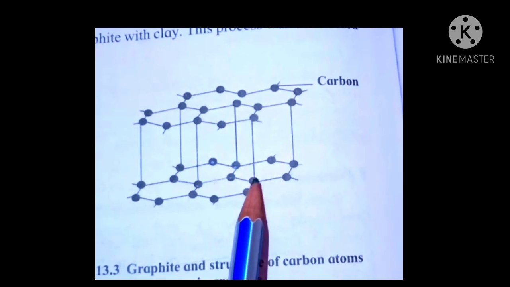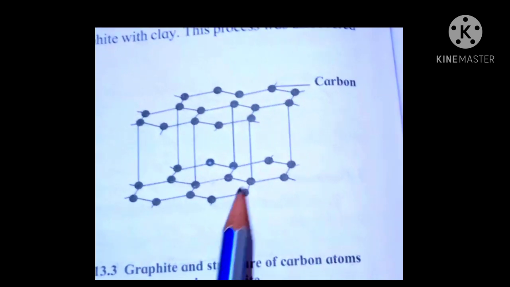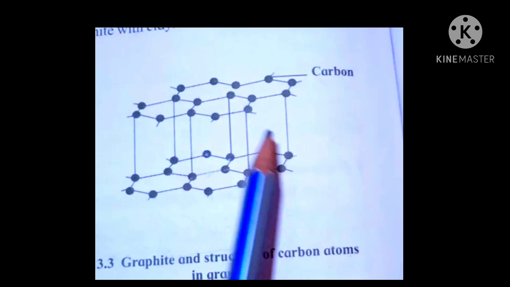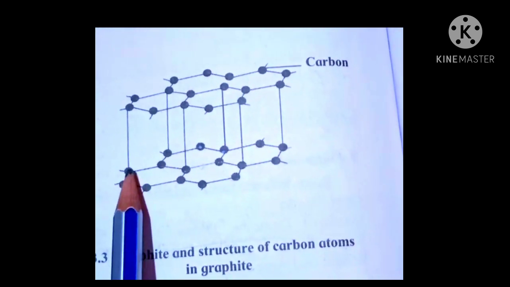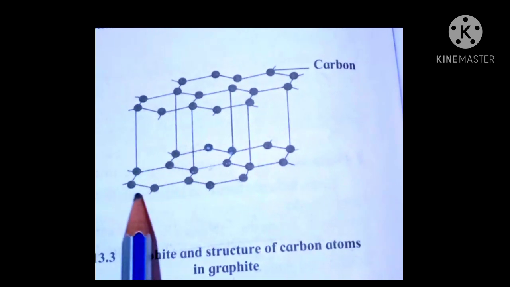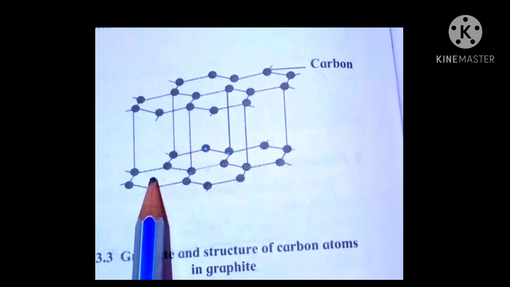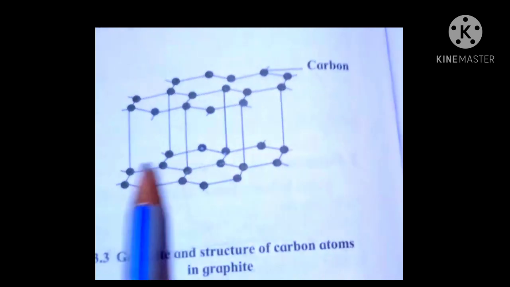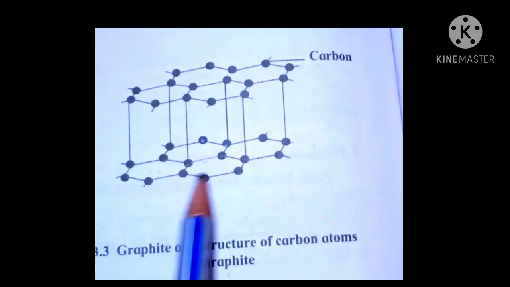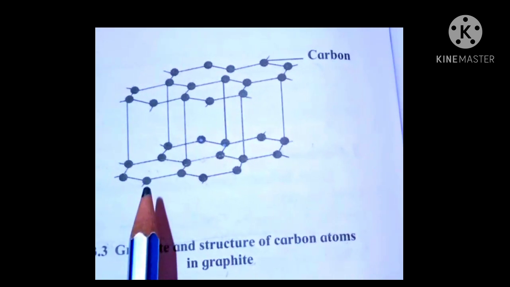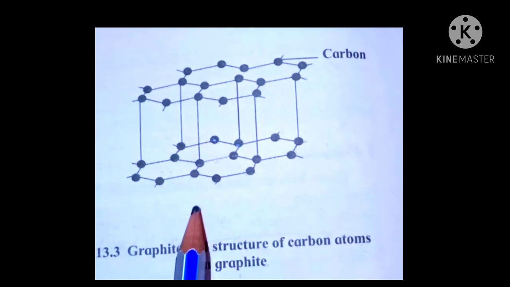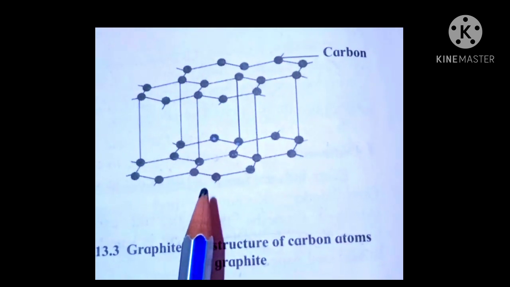So in this way, a single carbon is bonded to 3 other carbons, and that's why it forms a hexagonal structure. See, 1, 2, 3, 4, 5 and 6. So it forms a hexagonal structure. Moreover, it is a planar structure, so it forms layers of hexagonal structure. That's why a graphite crystal is made of many sheets or layers of carbon atoms.